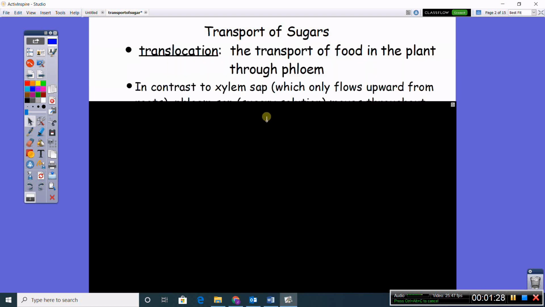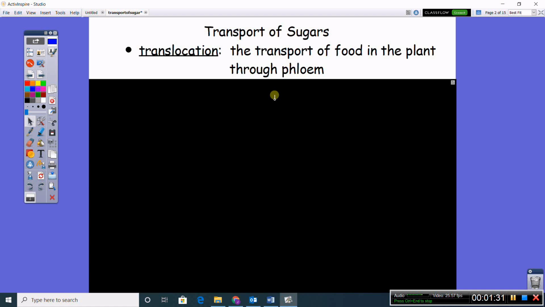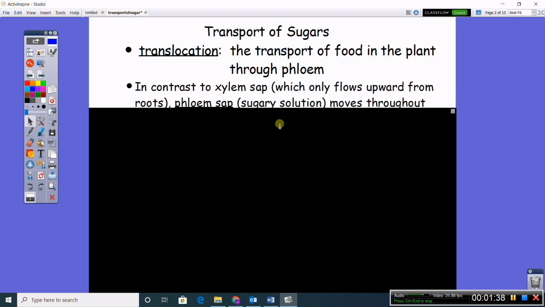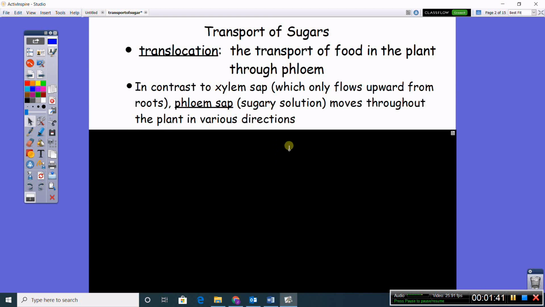All right, let's talk about transport of sugars. So translocation is just a fancy word for transporting the food in the plant throughout the phloem. When you think about the directionality that xylem sap will move, that's mainly moving from the roots upward. Phloem sap, the sugary solution that's made from photosynthesis, is mainly going to be made in the leaves, possibly the stems, but think about where that would need to be transported.